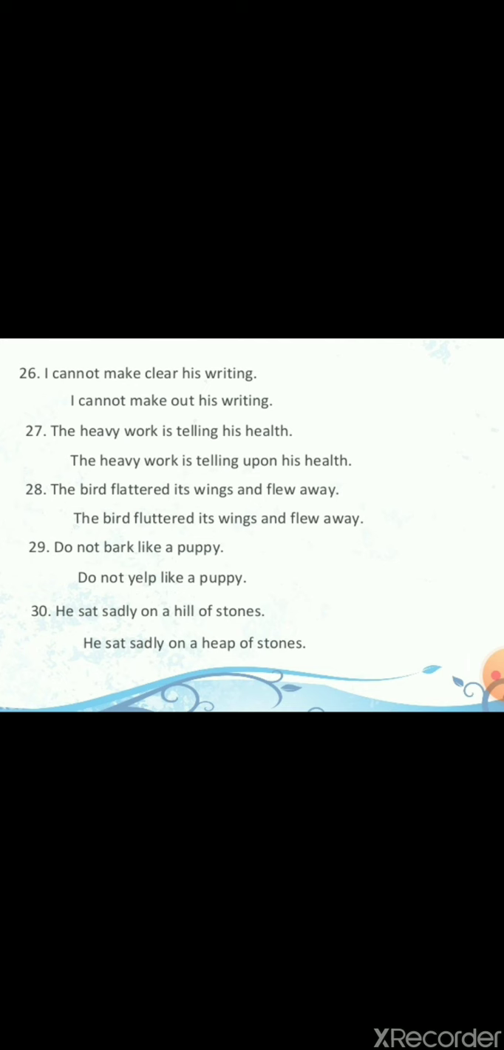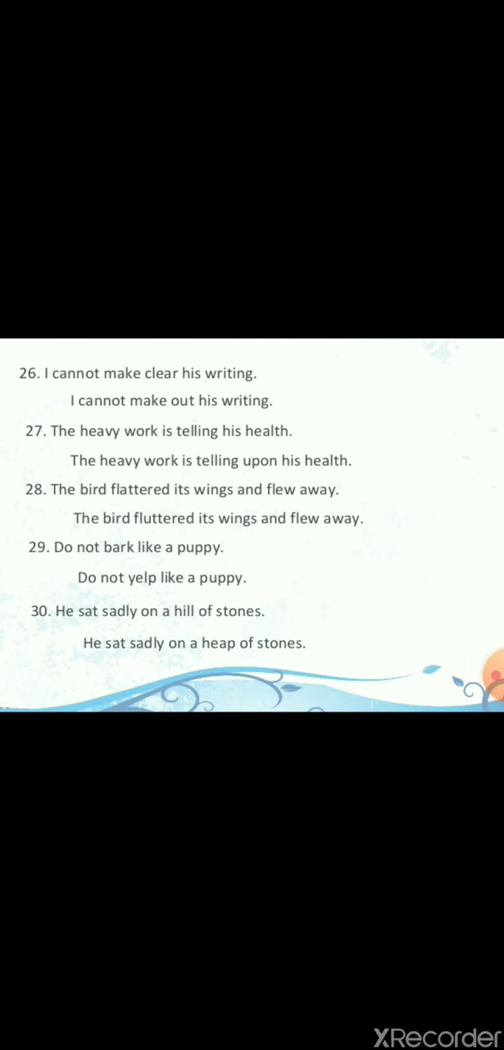The bird fluttered its wings and flew away. Do not yelp like a puppy. He sat sadly on a heap of stones.